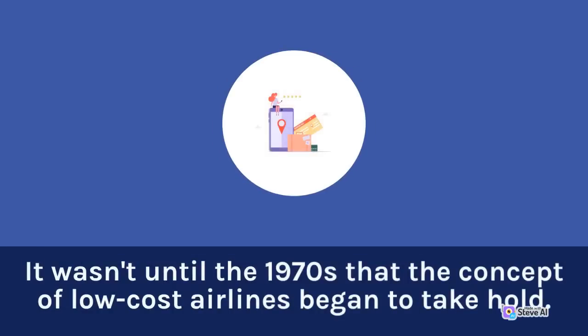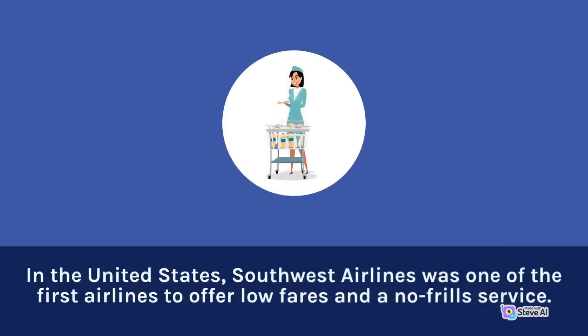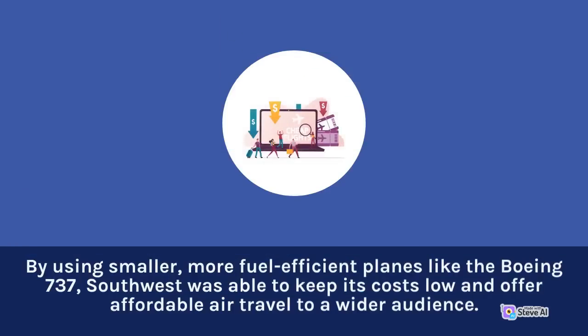It wasn't until the 1970s that the concept of low-cost airlines began to take hold. In the United States, Southwest Airlines was one of the first airlines to offer low fares and a no-frills service. By using smaller, more fuel-efficient planes like the Boeing 737, Southwest was able to keep its costs low and offer affordable air travel to a wider audience.